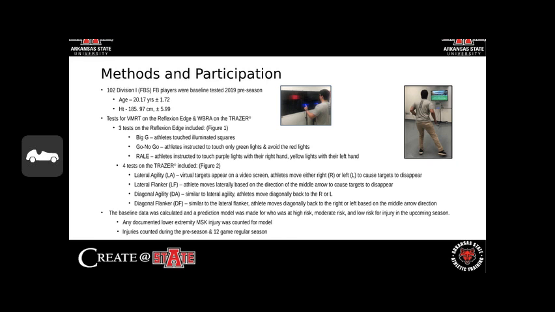All of the baseline data from these test batteries were gathered and used to create a prediction model for who is at high risk for musculoskeletal injuries. During the preseason and 12-game regular season, lower extremity musculoskeletal injuries were counted for the model after the season had ended.